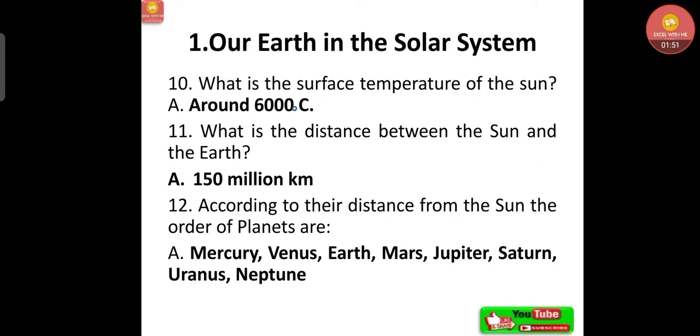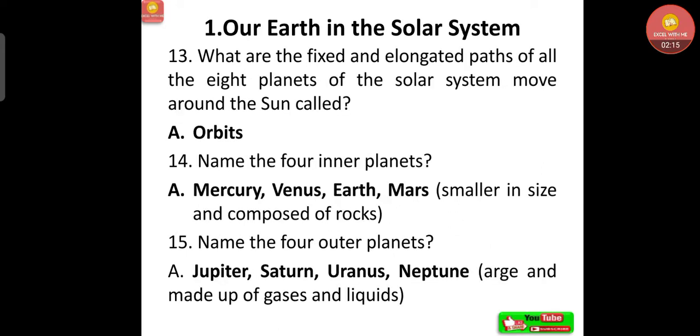According to their distance from the Sun, the order of planets we can remember as MVEMJSUN: MVEM, JSUN. You can easily remember that acronym: Mercury, Venus, Earth, Mars, Jupiter, Saturn, Uranus and Neptune.